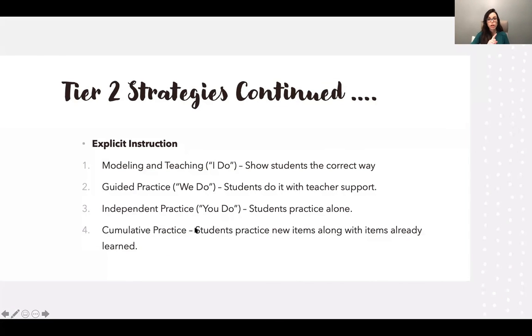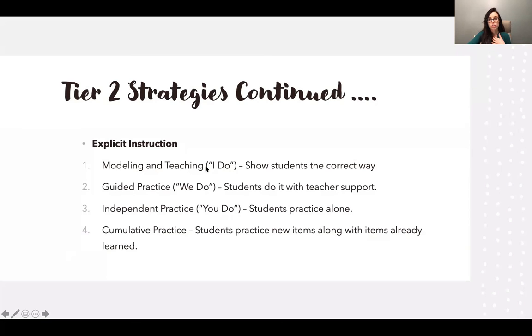Okay, so this is very important. Explicit instruction is very close to that direct instruction that I had talked about, but explicit instruction, keep in mind that there are these 4 things that you have to do, and I think this is important for you to do in every lesson. First, you model and you teach it. I do. Show students the correct way. So it's I do, we do, you do, is a great principle to use in all your lessons.